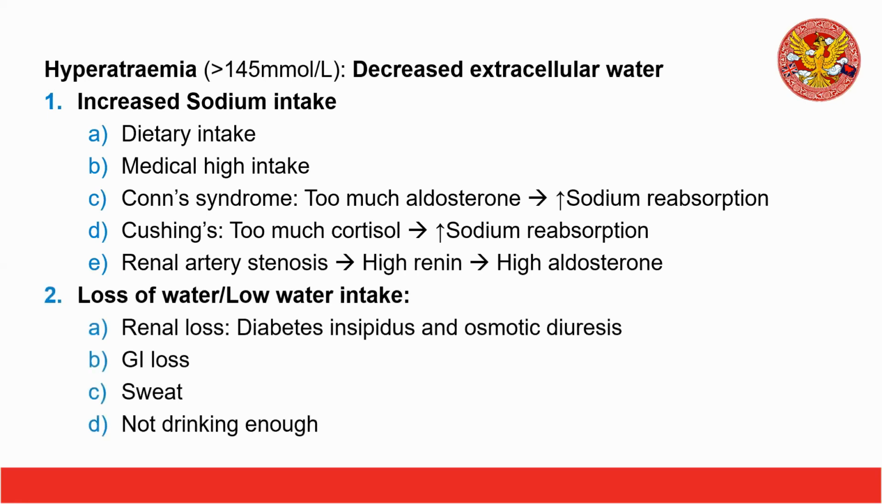And then next, we want to also think about loss of water. So losing in the kidneys. For instance, diabetes insipidus, which is almost the opposite of ADH, and osmotic diuresis, which you see in diabetic patients, essentially where they pee lots and they lose a lot of water as a result, therefore increasing the sodium concentration in the blood. Again, GI losses, so vomiting and diarrhea and sweating as well.